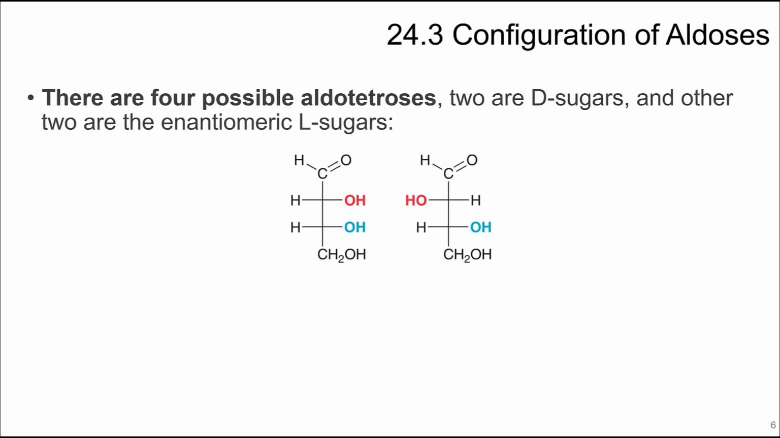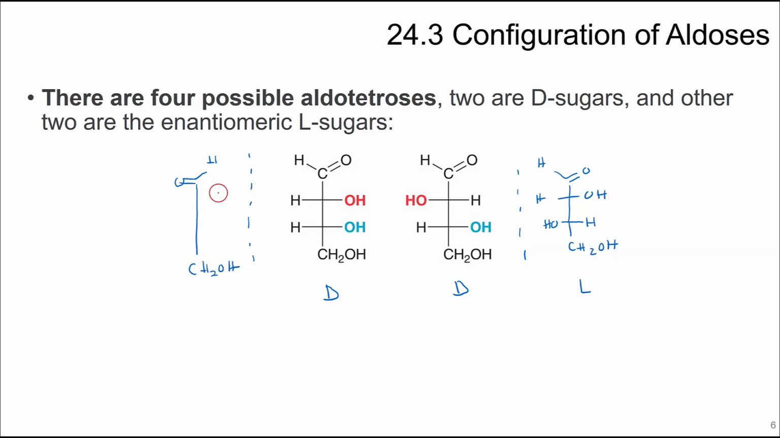So there are 4 possible aldotetroses. 2 of these are D sugars, and the other 2 are the enantiomeric L sugars. The enantiomer of this one would just be the mirror image. So this is an L sugar, this is D. And that one is L.